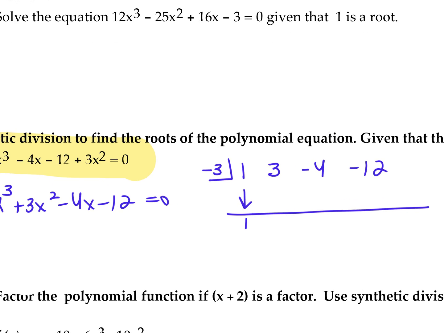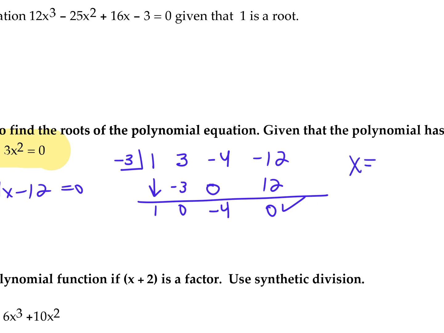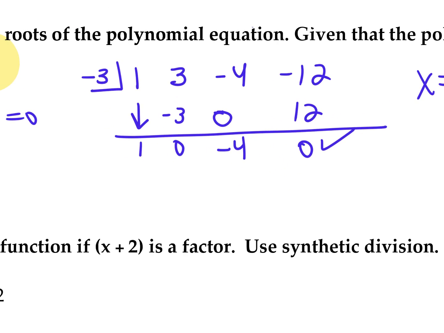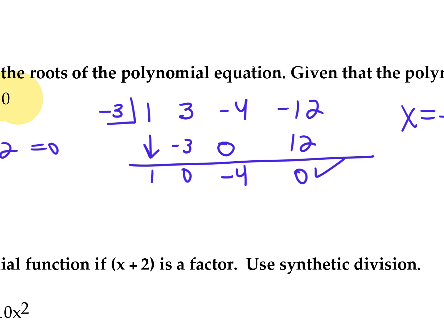So synthetically divide: 1 times negative 3, negative 3. What's 3 minus 3? 0, okay. 0 times negative 3, 0. Negative 4 and 0 is negative 4. What's negative 4 times negative 3? 12. Negative 12, positive 12 is 0. So what did you guys just prove? Negative 3 is a root. So x equals, we already knew that, negative 3, but you guys proved it. Now what is left over here, guys? This is x squared. I don't have anything for x, so I have x squared minus 4 equals 0. Can you factor that?